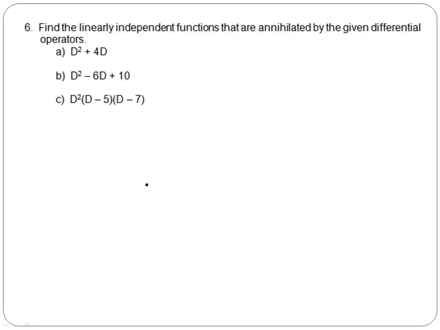Now, if you're trying to find the functions that are annihilated by these operators, then you can factor. Because d is a polynomial, just d to the first differential operator will annihilate a polynomial of degree 0, and d plus 4, anything in the form of d plus or minus something, will annihilate an exponential function.